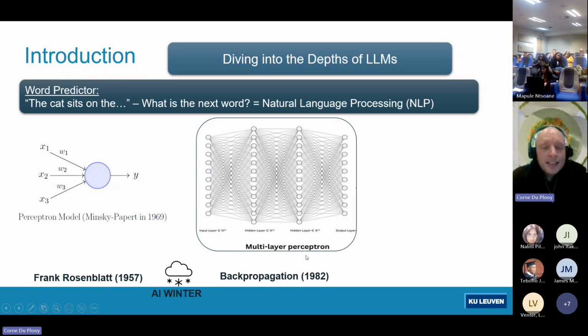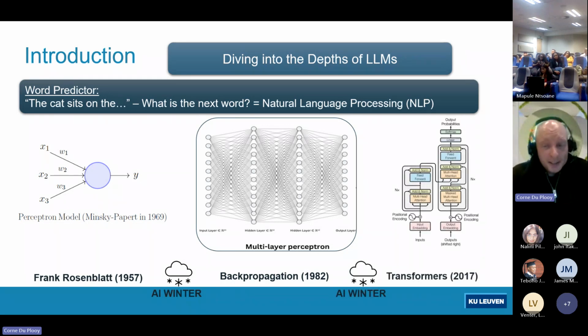So it's a general equation fitter. But what we found was it needed so much data and so much computing power that we didn't have back then. So we experienced another AI winter. And then in 2017, like recently, we discovered transformers, which combine these multi-layer perceptrons into bigger models.